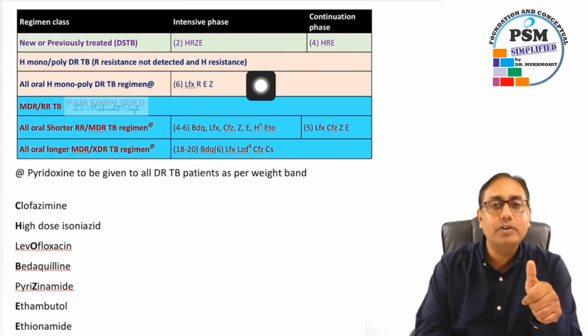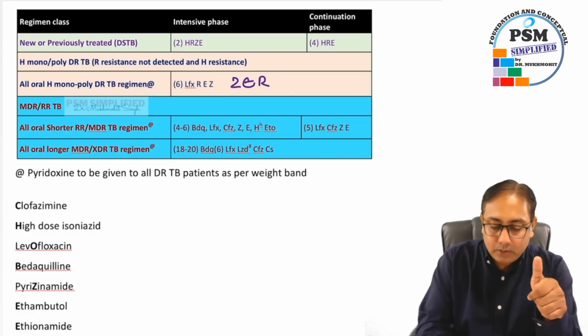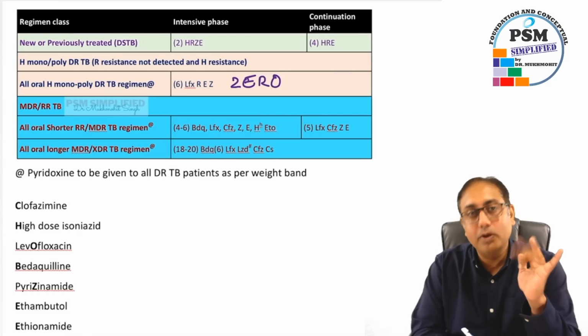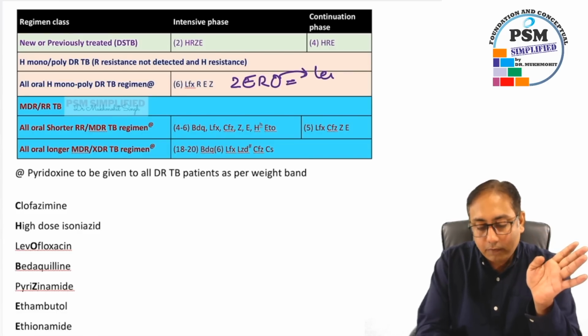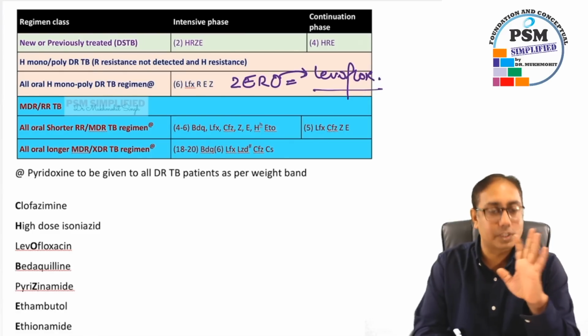In only isoniazid drug resistance, we give the ZEROL regimen. You can remember this as the ZERO regimen. What is ZERO? Z stands for pyrazinamide, E is ethambutol, R is rifampicin, O is levofloxacin. O is not ofloxacin, O is levofloxacin.